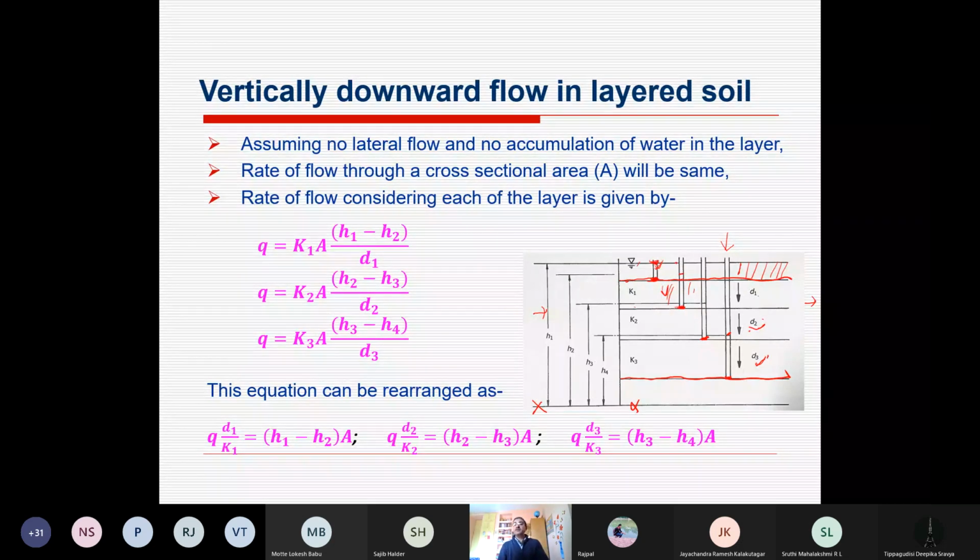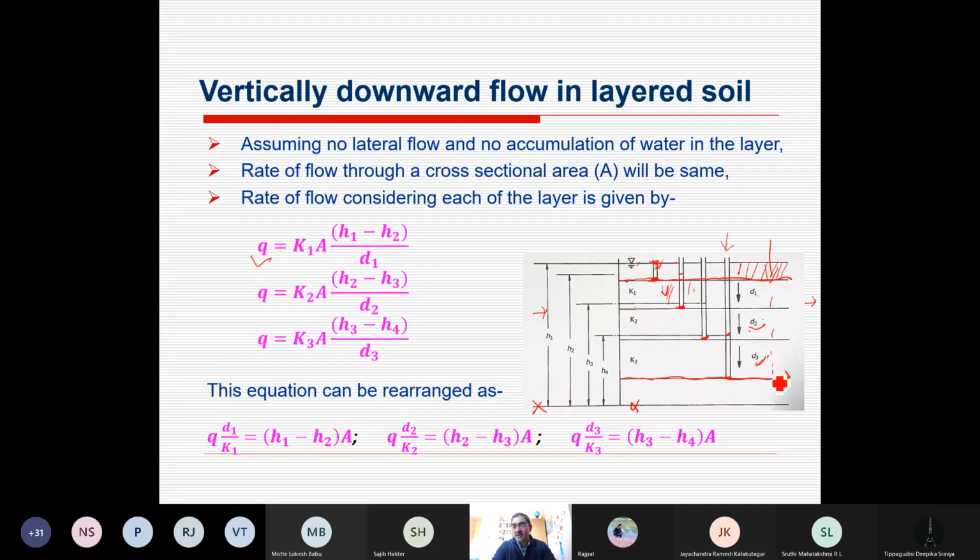So we have these three layers with measured hydraulic heads at the top and bottom: top for second, bottom for second, top for third, bottom for third. We are simply trying to estimate the discharge or rate of flow considering each of layers 1, 2, 3. So Q will be the same, because water entering from the top will move through all these layers.